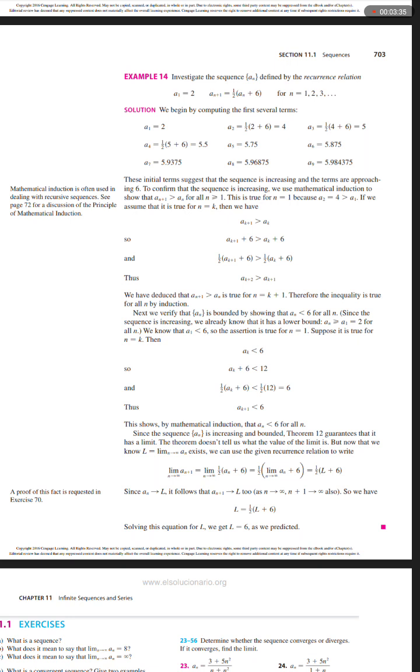Suppose it is true for n = k, then a_k < 6. So a_k + 6 < 12, and 1/2 (a_k + 6) < 1/2 (12) = 6. Thus, a_{k+1} < 6. This shows by mathematical induction that a_n < 6 for all n.